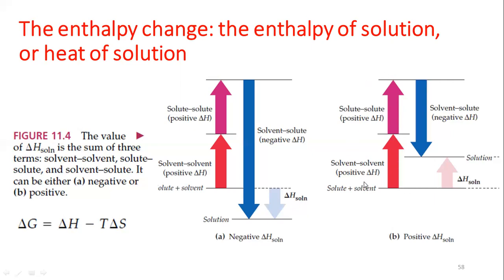In case the energy absorbed is more as compared to the energy released in the solution, what would be the net change? Net change you can see over here, from here to here. That means energy is required, or the energy is absorbed, and that means the change in enthalpy of the solution, or the heat of solution, in this case is positive. That means a net change in energy is required.